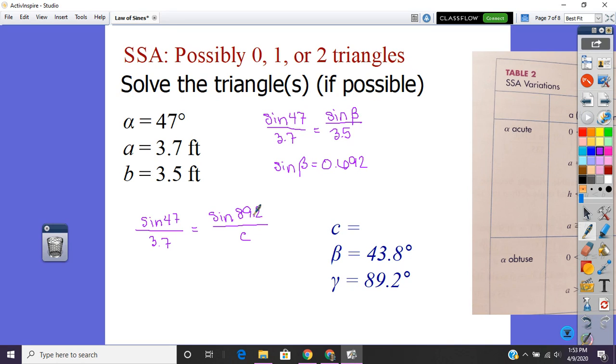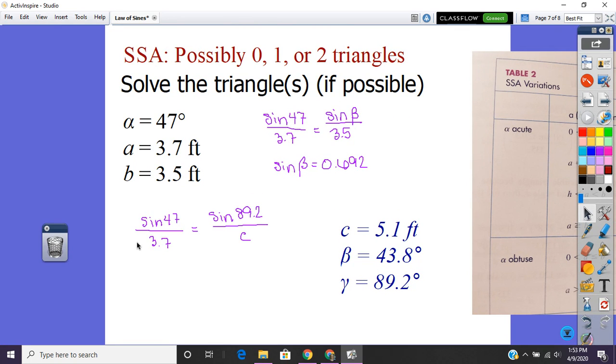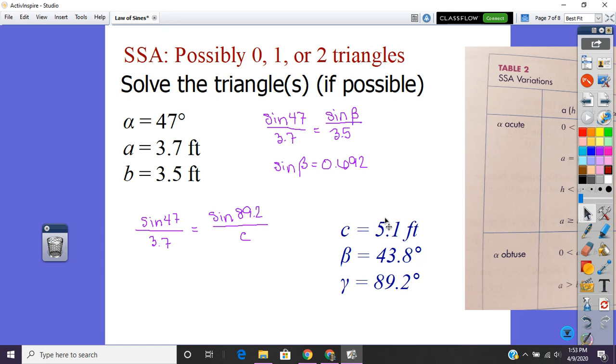So sine of that 89.2 times 3.7, and I'm going to divide that by sine of 47. And then I can find c, and I get c to be 5, and these have gone to 1, so 5.1 feet. One triangle, because of how I compared these right here, so one triangle, here's my answer.